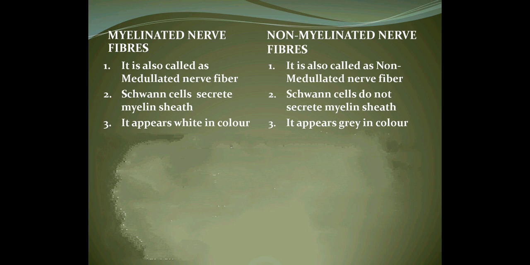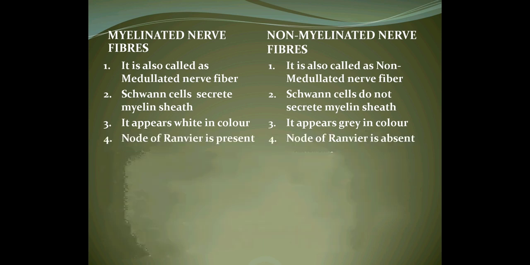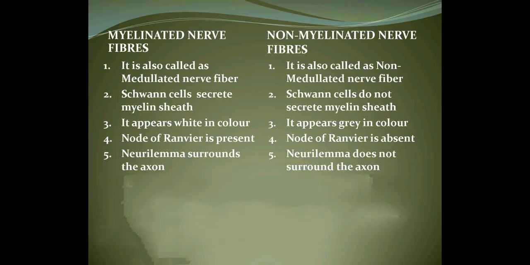You will find the myelin sheath is not continuous and it is interrupted at certain positions. Those parts are considered nodes of Ranvier. So you will find nodes of Ranvier are present in myelinated nerve fiber, whereas nodes of Ranvier are absent in non-myelinated nerve fiber. Then the neurilemma. Neurilemma surrounds the axon in myelinated, whereas neurilemma does not surround the axon in non-myelinated.